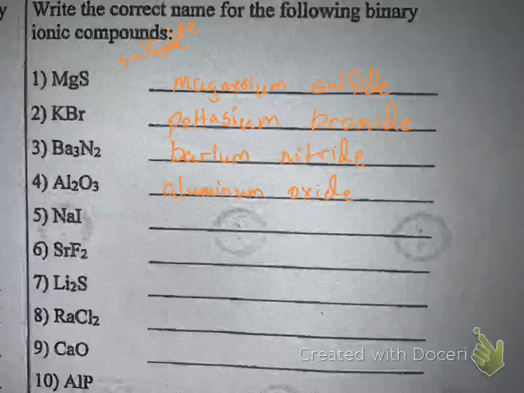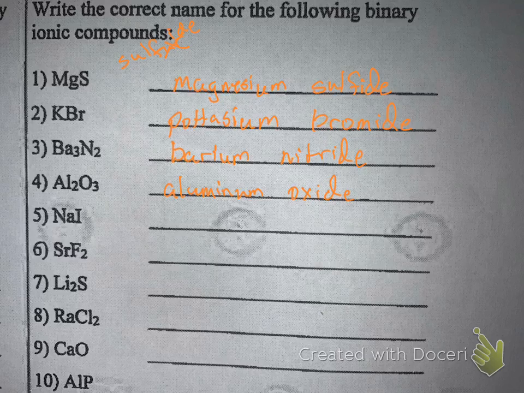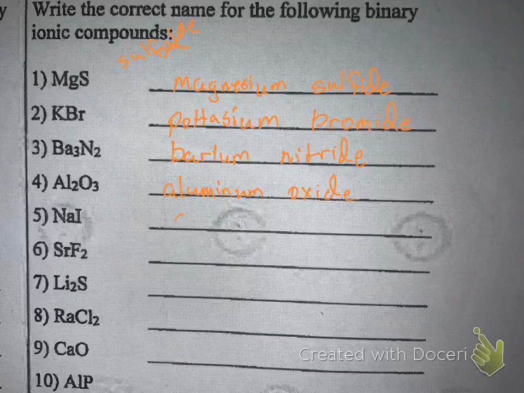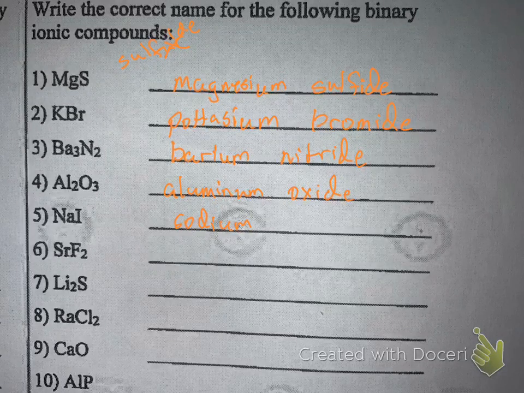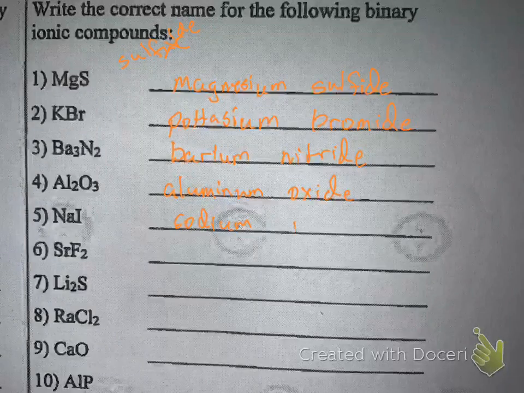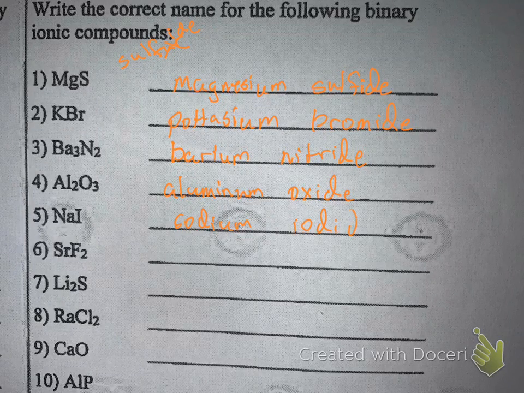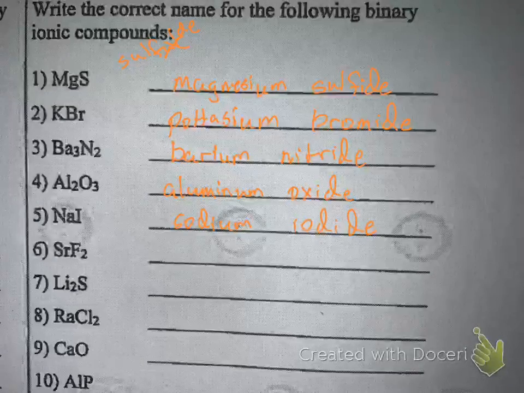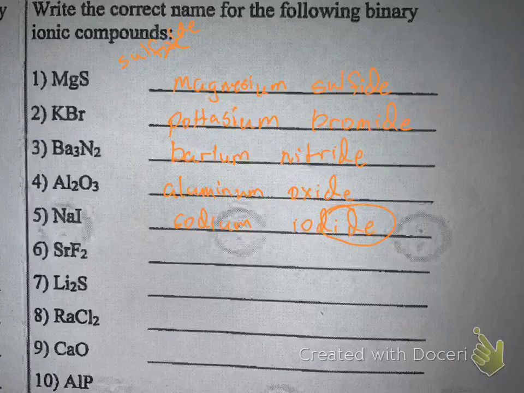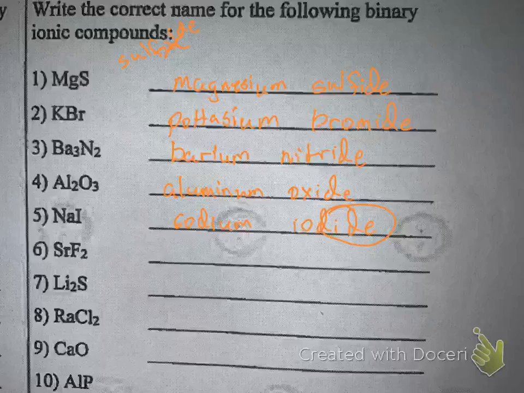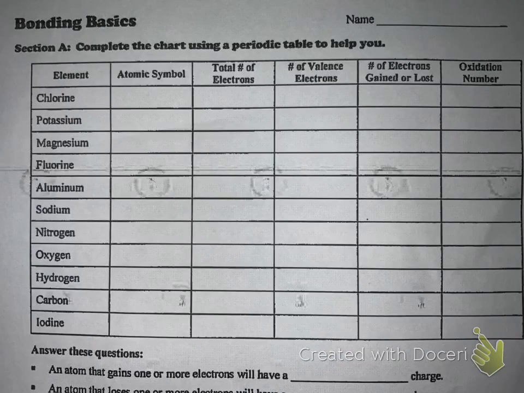And then let's take a look at 5. Sodium. Na is sodium. And I is iodine, but I'm not going to say iodine. I'm going to say iodide. Remember, take it and end it in "ide" if it's the anion, the negative part.